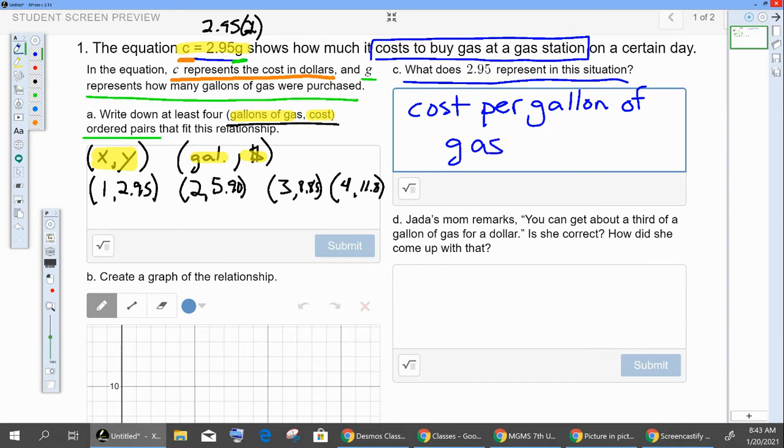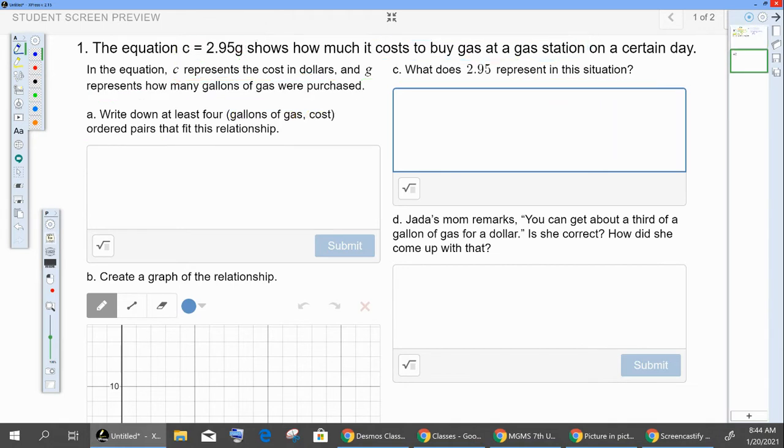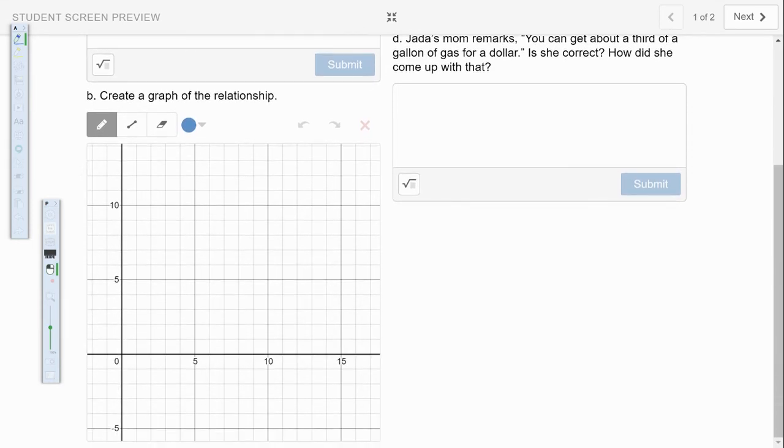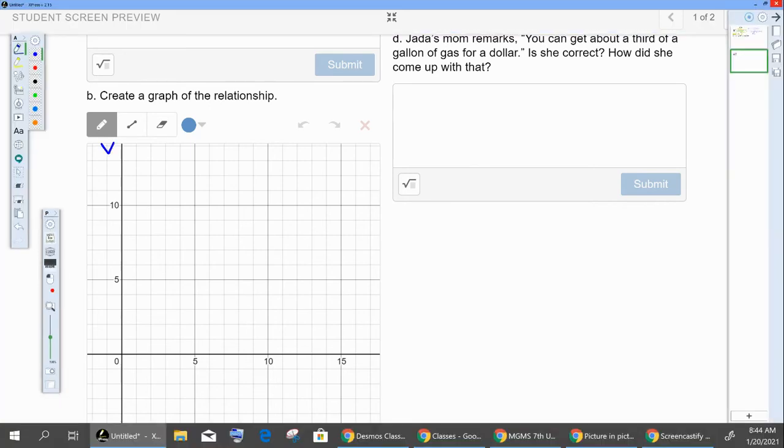And now down here it says create a graph of the relationship. So I'm going to have to delete all this information so I can slide the screen up without losing it. So actually, I'll do this. Add a new slide. Okay, now it's gone, and now I can slide it up a little bit. So for the graph, if you recall, there was an x-axis and a y-axis. This tall one is the y-axis, this is the x. And the x-axis represents how many gallons you buy, and the y-axis was the cost.